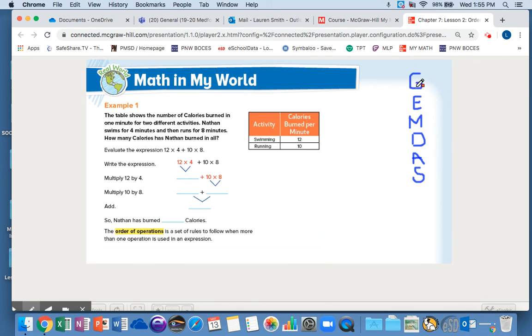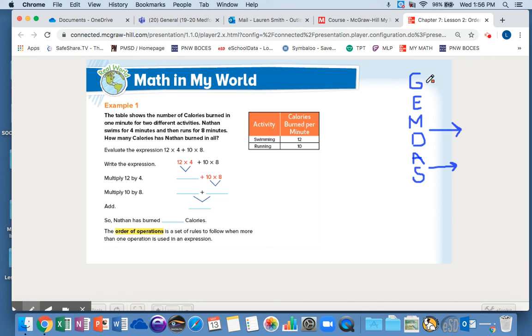You're going to do the groups first, the exponents, then multiplication and division from left to right, and then addition and subtraction from left to right. So you start on the left and you go to the right for addition and subtraction and multiplication and division. So let's see, here it's 12 times 4 plus 10 times 8.